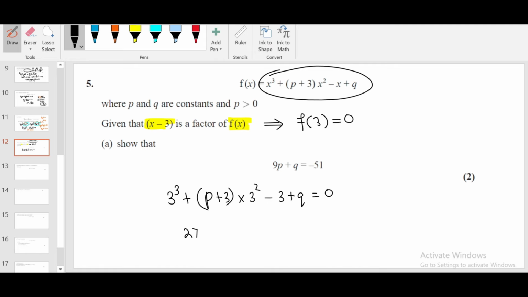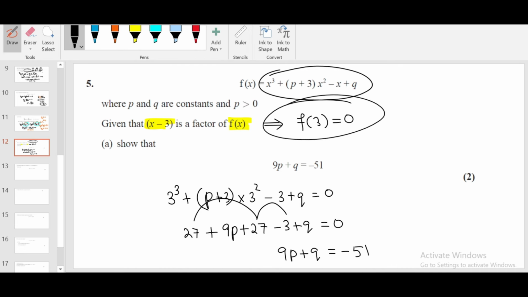So we'll get 27 plus 3 square is 9, open the bracket, 9p plus 27 minus 3 plus q is 0. So 9p plus q is, simplify these, 27 plus 27, 54 minus 3, 51, goes to the other side, minus 51. That's all. Easy 2 mark question.